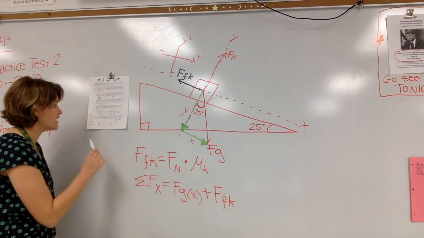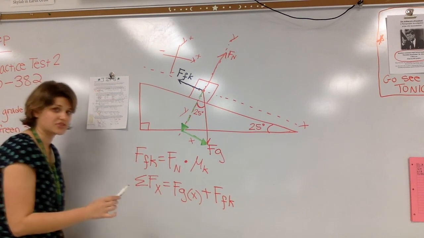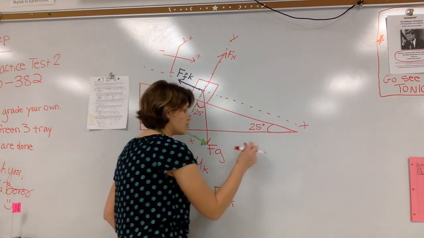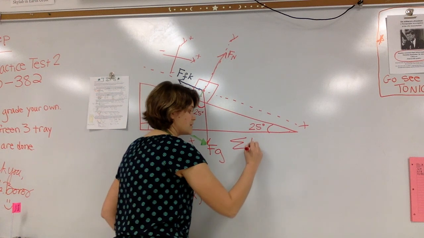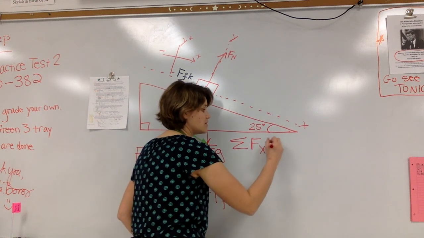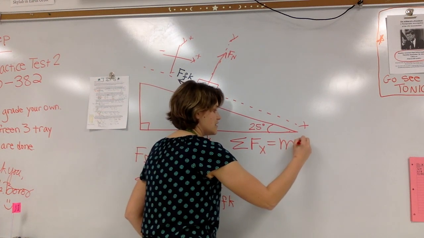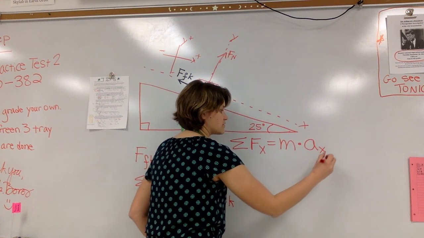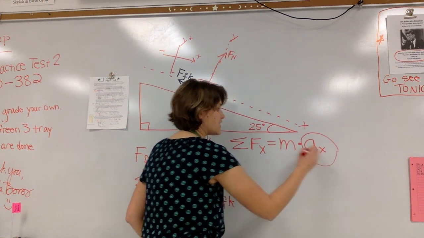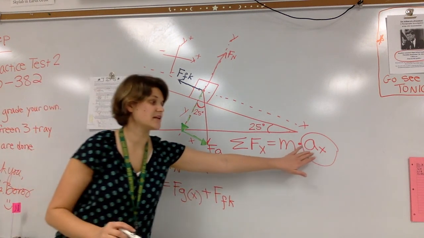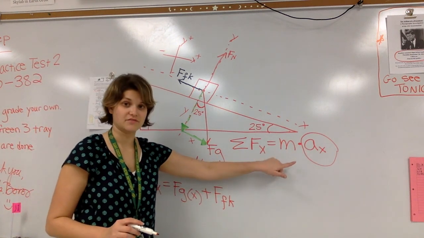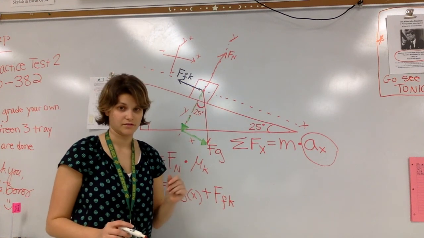You should still then be able to find the acceleration. Remember, once you find the sum of these forces here, remember that the sum of the forces in the x direction are equal to mass times acceleration in the x direction. And for 4 and 5, that's what you're solving for. That's the final answer, is this acceleration, okay? That's not just for this problem, but also for 4.